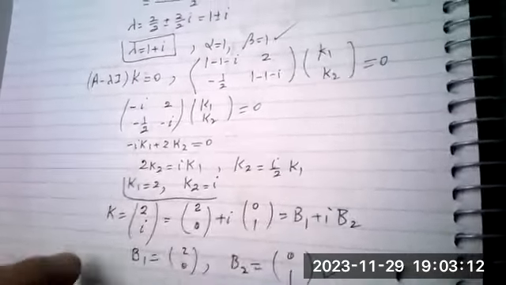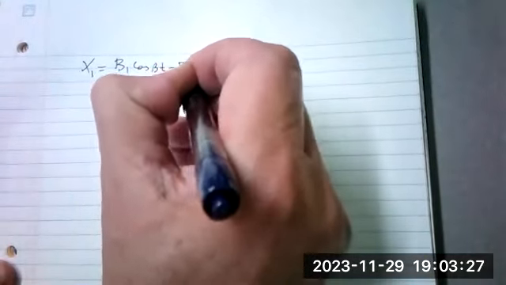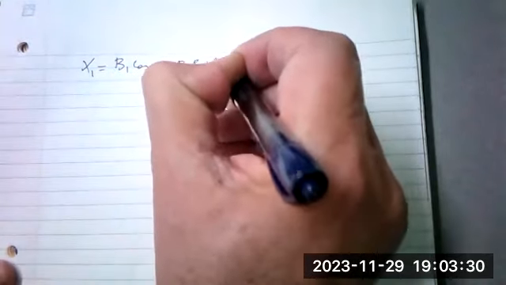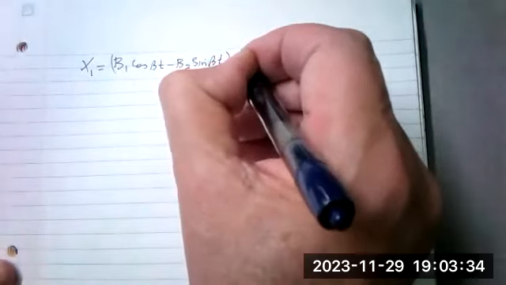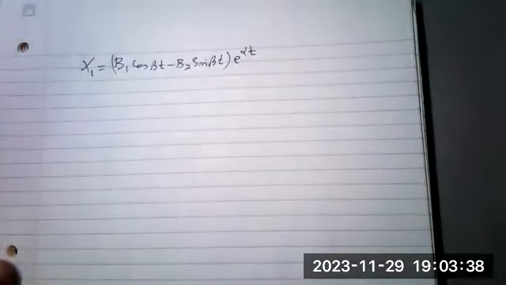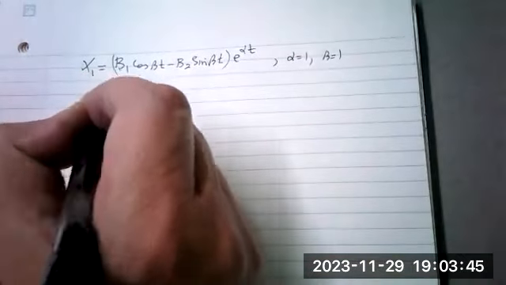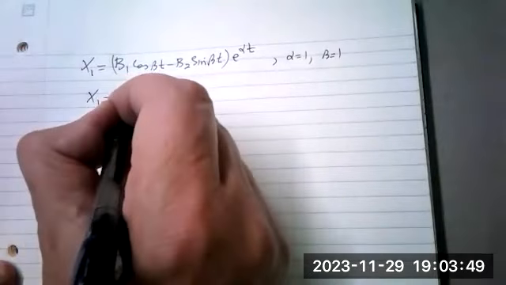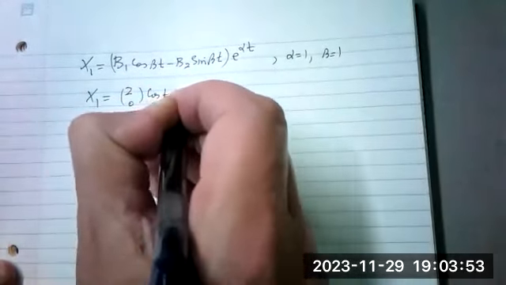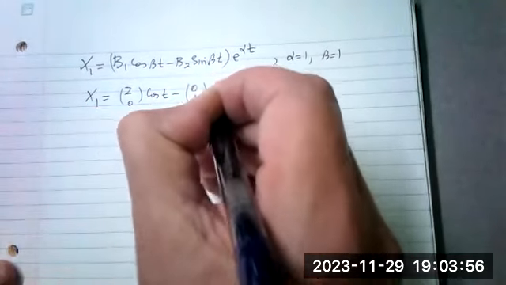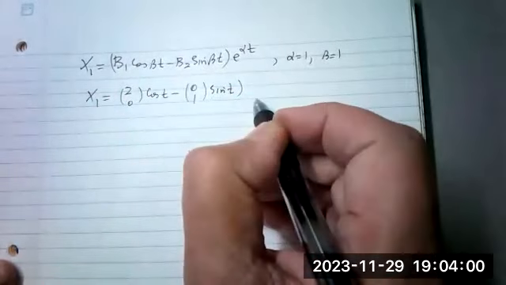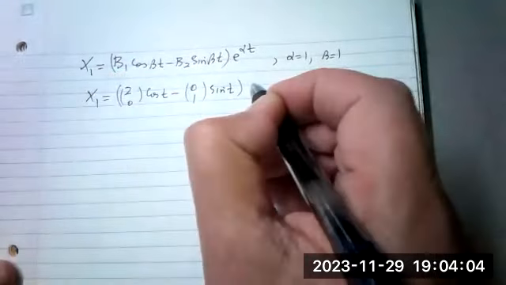So let's find x1 and x2. First, the formula for x1: x1 is B1 cosine of beta t minus B2 sine of beta t, times e to the alpha t. Now you substitute. Remember, alpha is 1 and beta is 1. So x1 is equal to B1, which is (2, 0), cosine t, minus B2, which is (0, 1), sine t, all times e to the t.